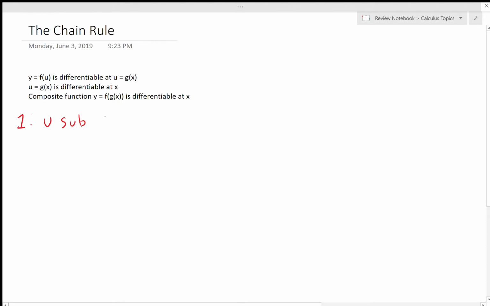It's kind of like a change of variable, I guess. It's basically just a textbook definition would be dy over dx equals dy over du times du over dx.